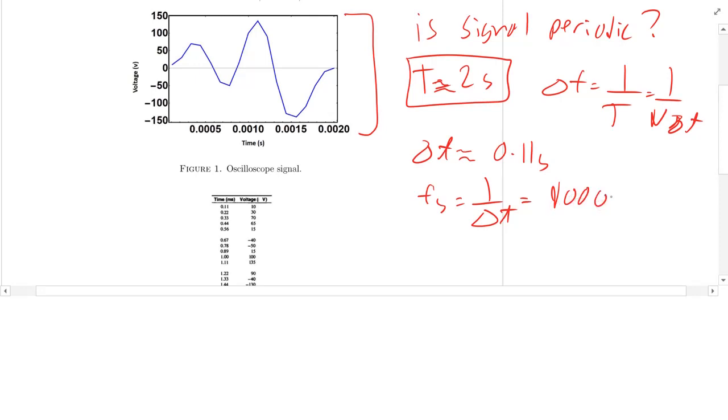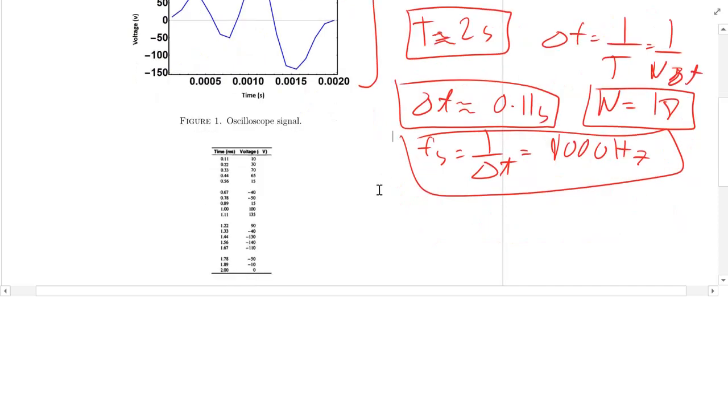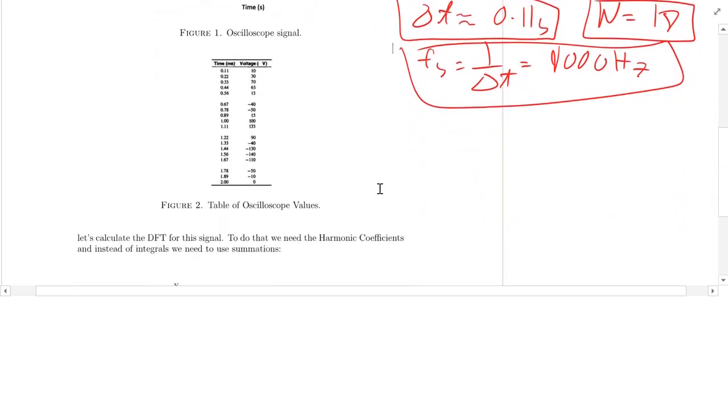So this is just running through the math. You can double check and calculate this on your own. And what is our number of points? Our n number of points is 18. So we've got all these critical values just by looking at this graph or this table below. And you can calculate your delta f, which is going to be approximately 500 hertz.